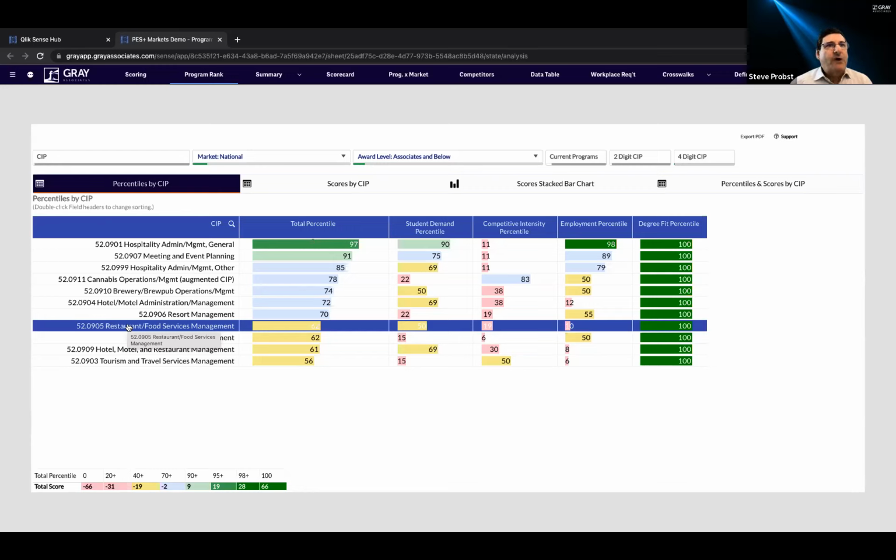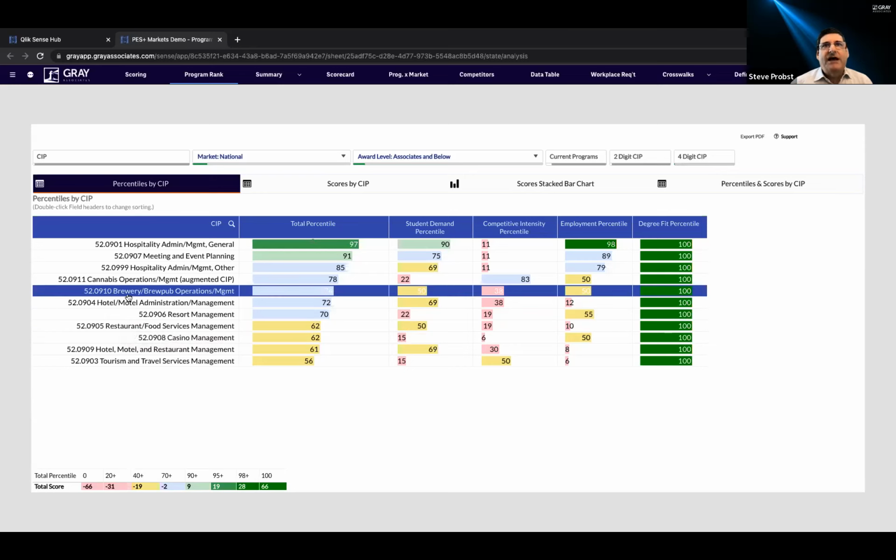A couple of things just while 1L has the screen up. If you notice the fifth one down, 520910 brew pub operations, that's one that's tricky. That was a new SIP for 2020. So it's in the system, but schools, generally speaking, even if they offer that program, have not changed their reporting to align with that. So not every brew pub operations program actually is reported there. Some of them will be more in hospitality management, other in places like that.